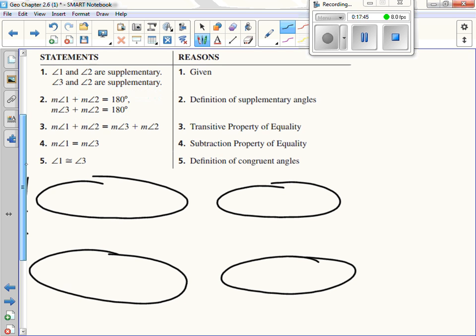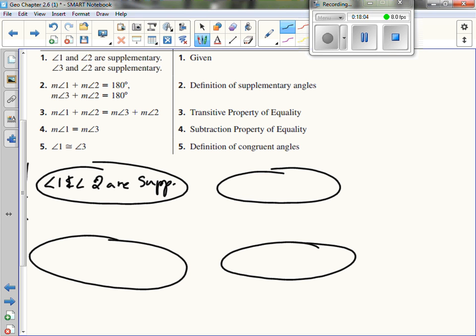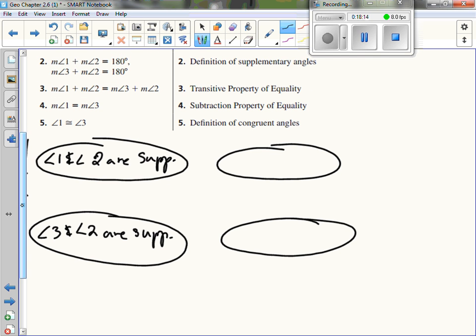The first thing I always start off with is the given information. That angle 1 and angle 2 are supplementary angles. I am abbreviating this because I just won't have the space to write this all out. Now we also know that angle 3 and angle 2 are supplementary angles. Now how did we know both of these here? That was just the given information.